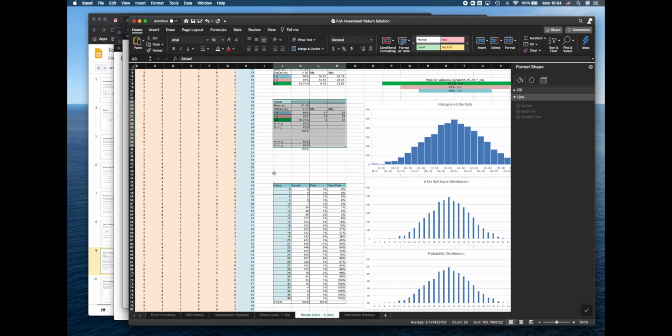So next, we're going to look at solving the stochastic solution using the Monte Carlo methods. See you in a couple of minutes.